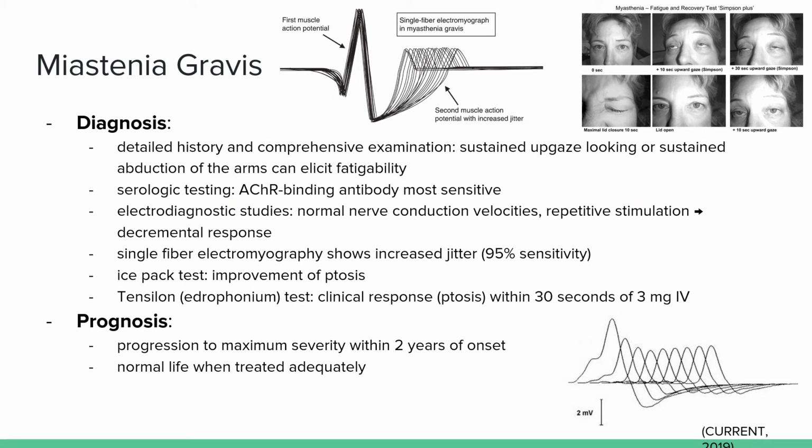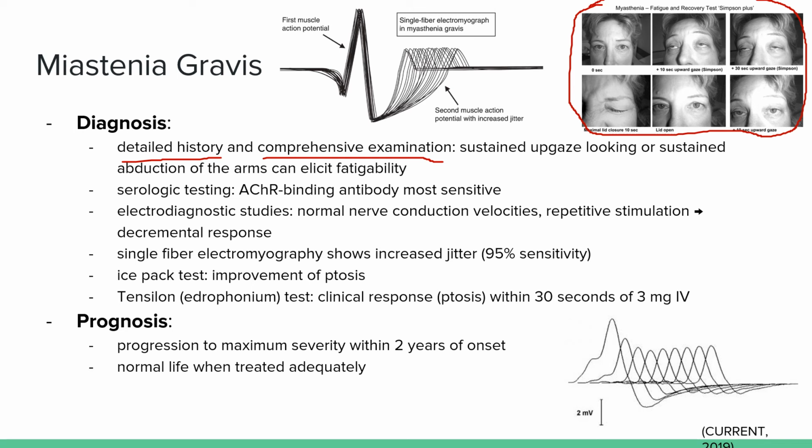The diagnosis of this disease is made with a detailed history and comprehensive examination. Some of the signs we can find in this disease are that sustained upgaze looking or sustained abduction of the arms can elicit fatigability. Like in this image right here, we can see the fatigability of the muscles when looking upwards.